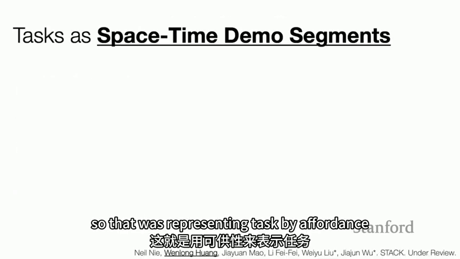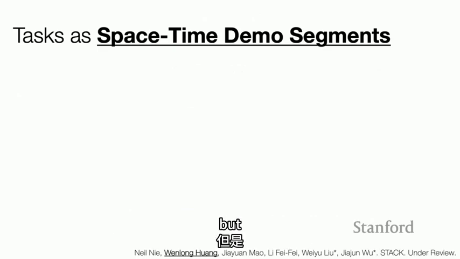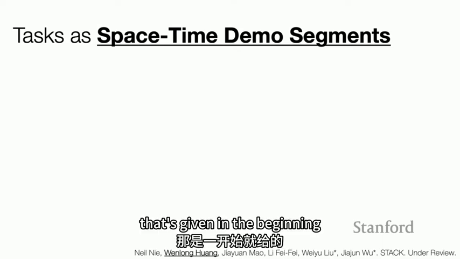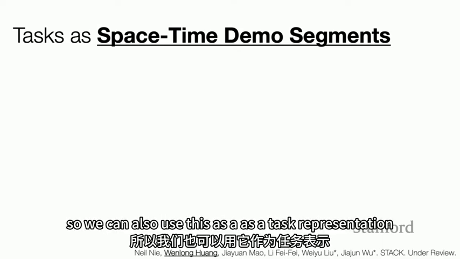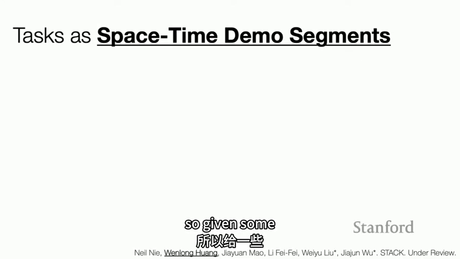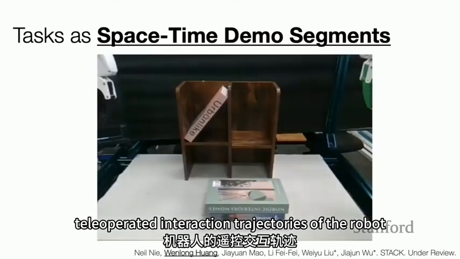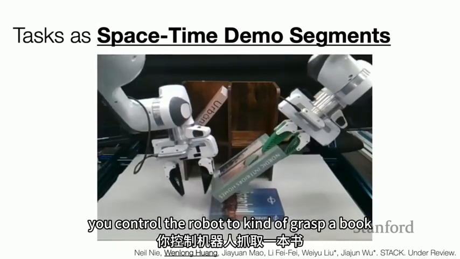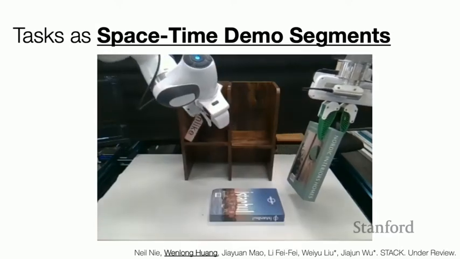So that was representing tasks by affordance. But instead, if you also have demonstrations given in the beginning, we can also use this as a task representation. So given some teleoperated interaction trajectories of the robot, for example, here you control the robot to grasp a book and then store it onto the shelf.